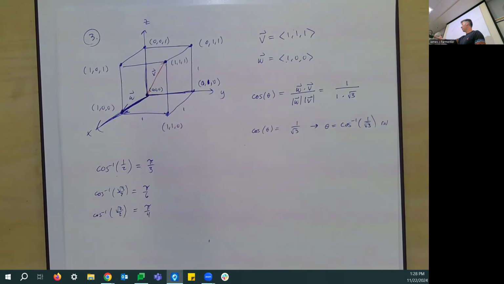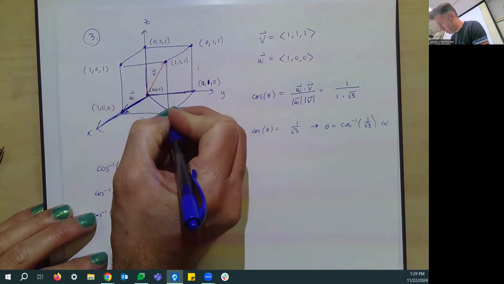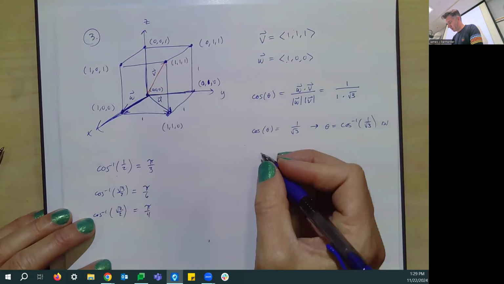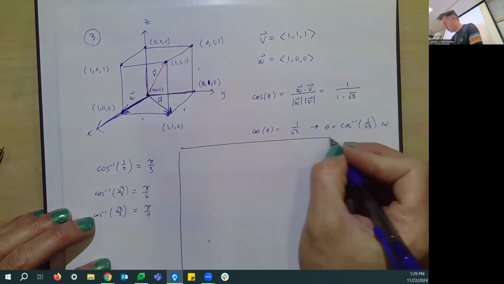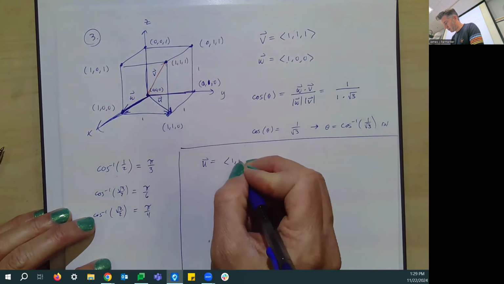So then the second question there is pretty much the same idea. We want to find the angle between two vectors, but now instead of being the diagonal and one of the edges, it's the diagonal and the diagonal of one of the square faces. So I'm going to pick this square face here, the diagonal of that one. Let's call that vector u. And we're going to say, great, our vector u is the vector 1, 1, 0.